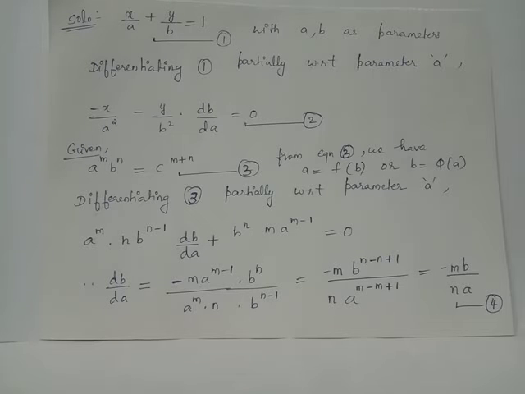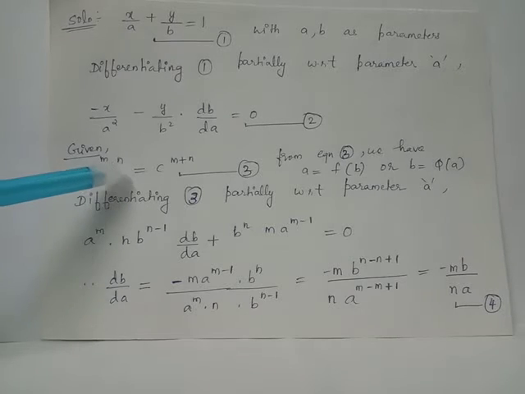Let us call the given equation x by a plus y by b equals 1, whose envelope we wish to find, equation 1. Let us call the relation connecting parameters a and b equation 3. By equation 3, it is clear that parameter a can be considered as a function of parameter b, or parameter b can be considered as a function of parameter a. You can rewrite 3 as b raised to n equals c raised to m plus n divided by a raised to m, where c is just a constant. With this representation, it is clear that parameter b depends on parameter a.